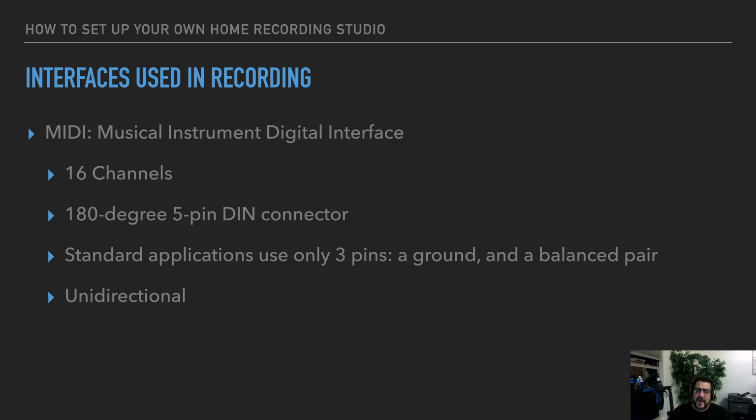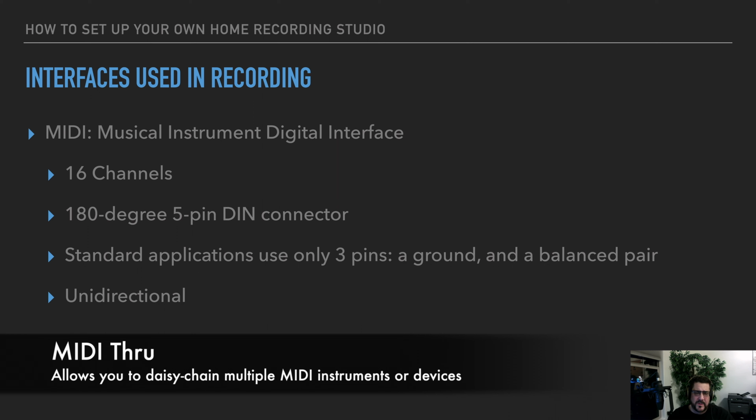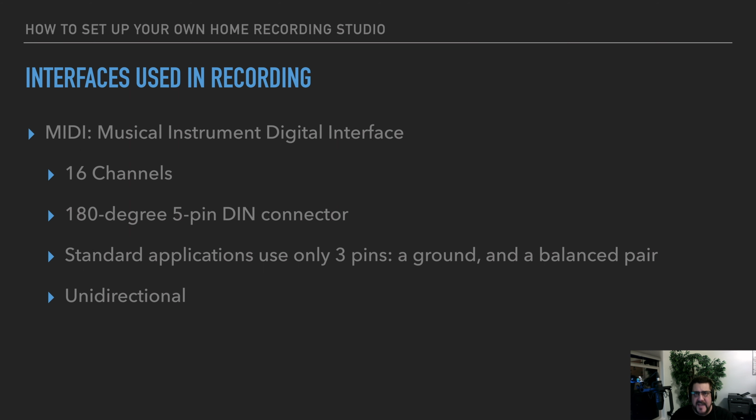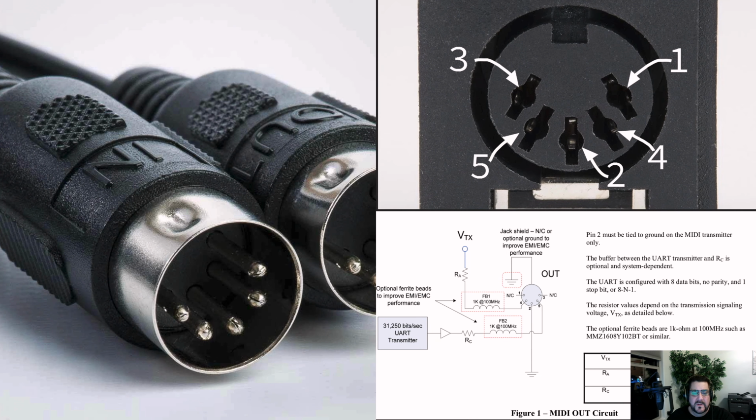A lot of devices also have a through jack. And so what that allows you to do is you can have things going into the device, things coming out of the device, and then you can have a through that allows you to daisy chain that device to another device. So we talked about the 180-degree 5-pin DIN connector. Let's take a look at it.